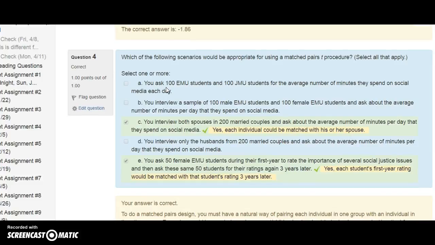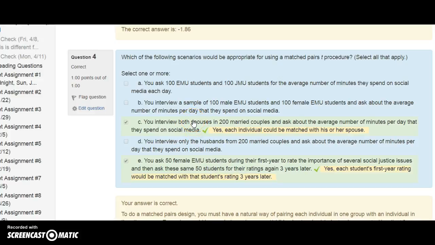So matched pairs t, there's a couple different times where this would work out. One is when you're testing the same person or individual before and after something, or at some point and then at a later point. So this one right here, E, would be a case of that. We're really asking the same 50 students the questions, but one time early in their college career, one time late in their college career, and then we'll just take the difference of those two. We'll subtract those two numbers to get a single change score for each of these 50 students.